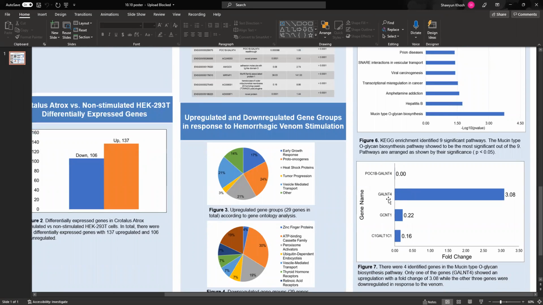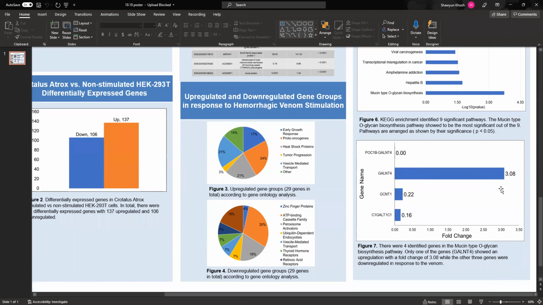And the only gene that showed an upregulation was GAL-NT4, and it also showed the greatest fold change, 3.08. And this gene is typically associated with nephrosis, which has to do with kidney damage.